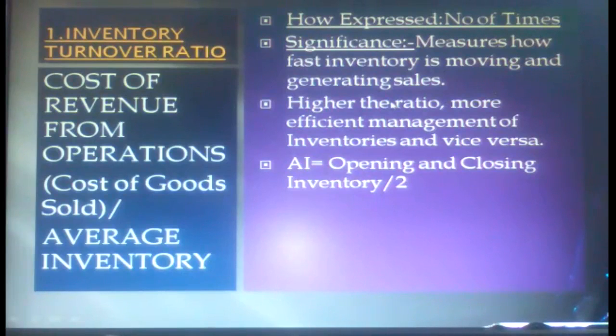Here what is the inventory? Our stock position. Whatever the stock, nothing but our unsold items, you can easily sell anytime. That's what, moving and generating sales very quickly. It will measure the inventory turnover ratio. So higher the ratio, naturally more efficient management of inventories and vice versa. So here what is the meaning of average inventory? Nothing but our opening inventory and closing inventory divided by 2, you will get average inventory.